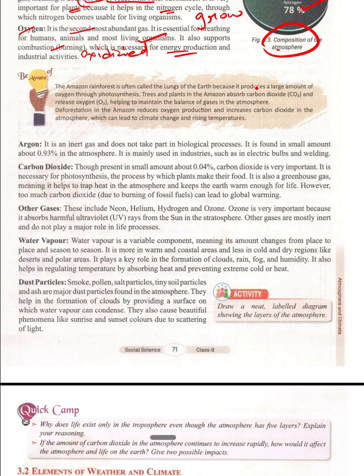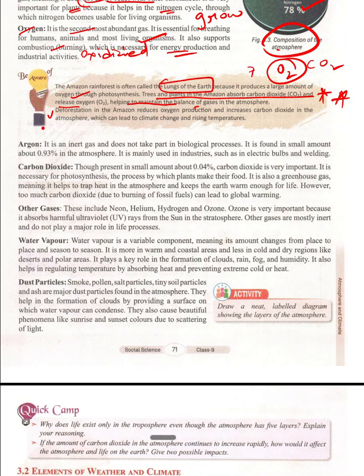Coming to the information that is quite important to be aware of: the Amazon rainforest is often called the lungs of the earth because it produces a large amount of oxygen through photosynthesis. As we all know, plants give us oxygen. Trees and plants in the Amazon absorb carbon dioxide. By taking in carbon dioxide, plants give us oxygen, helping to maintain balance. In this way, our planet Earth maintains the balance of the gases in the atmosphere. If this gets disturbed, we all know what will happen. Life will not be possible, and it is not easy either.